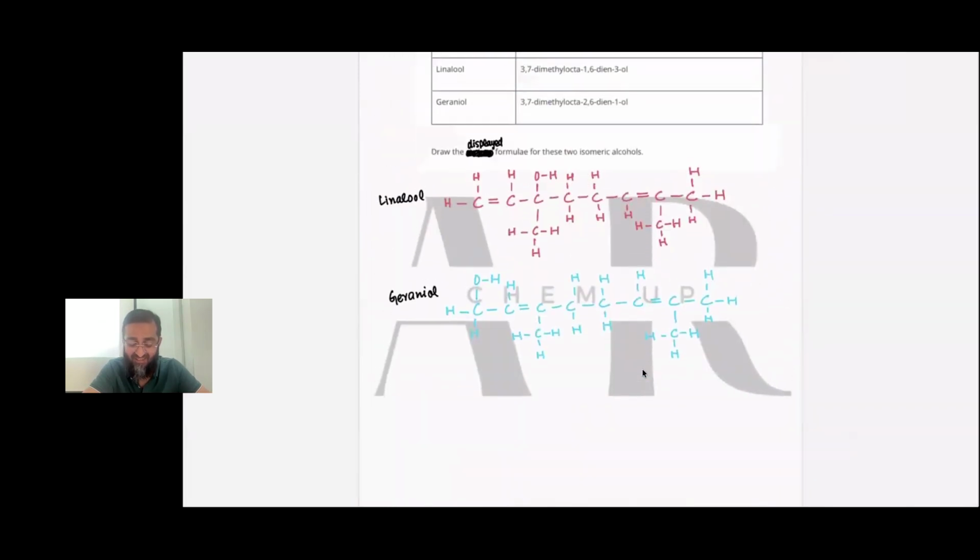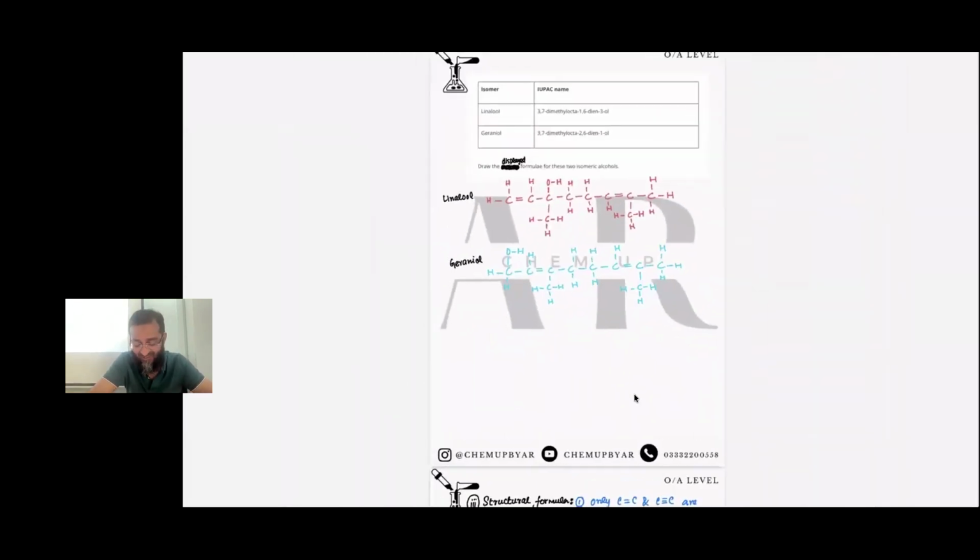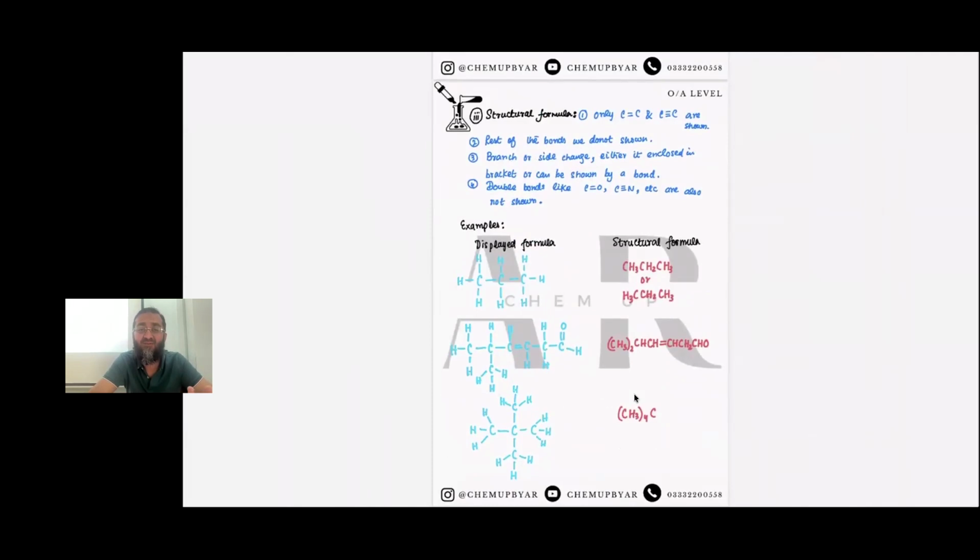What about writing the structural formula of these two? Yes, yes. Okay. So let me do one. Wait. No, wait.